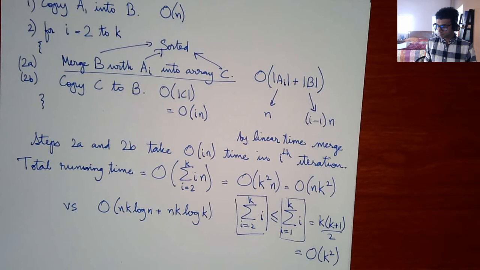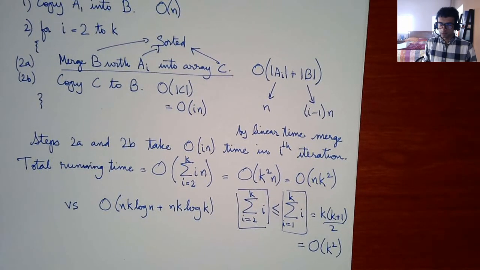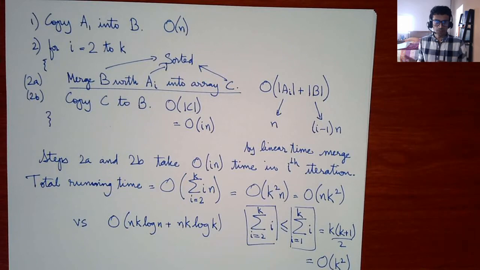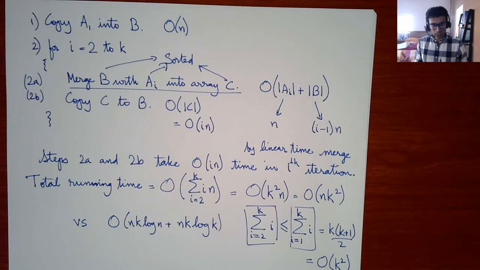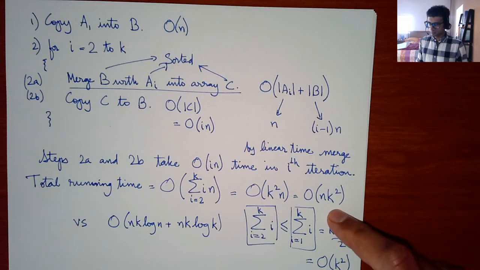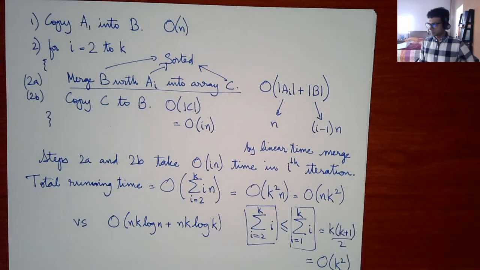Yes? Why do you have to copy C into B? Why can't you just leave it in C and use C? You could be more efficient. Then next time you'd have to use C and then merge it into B, right? You need extra space. I'm just writing it this way so that it's more convenient. You're right that you could save on some of it, but regardless of what you do, you'll still end up with nk squared. You won't be able to avoid this because this is the running time of the merge.